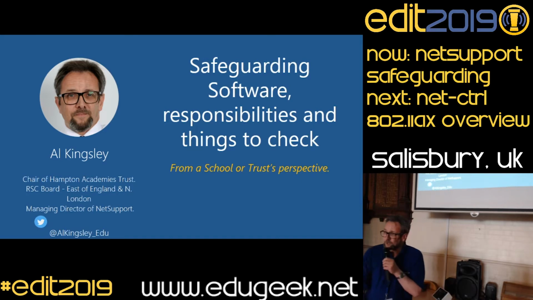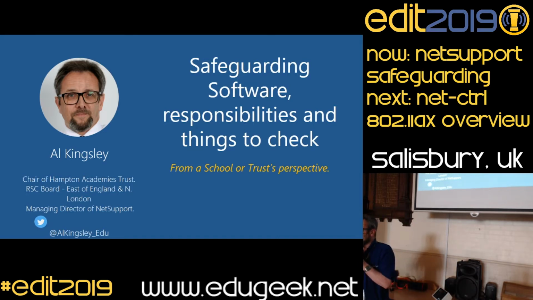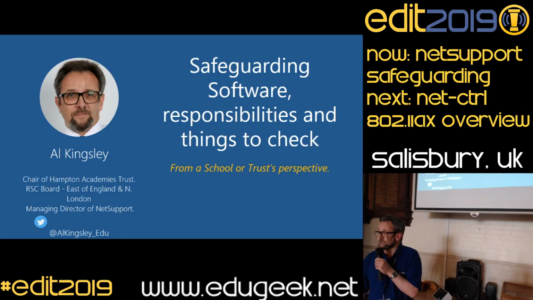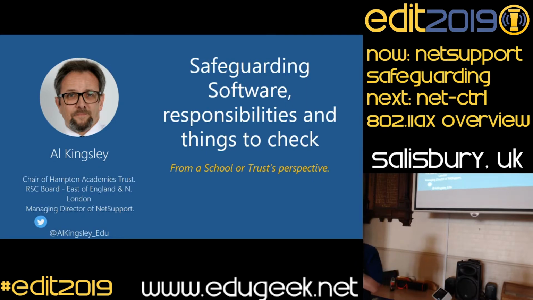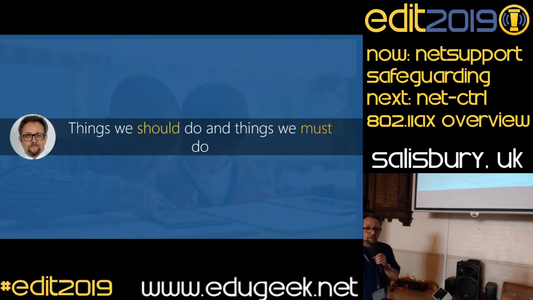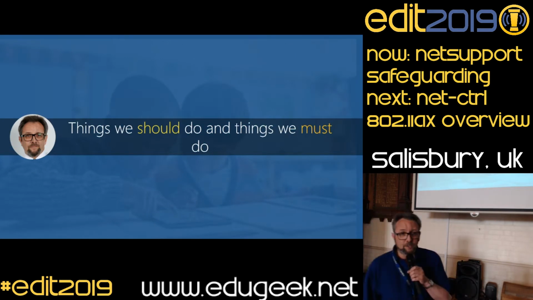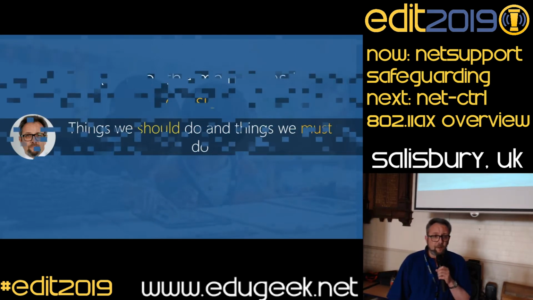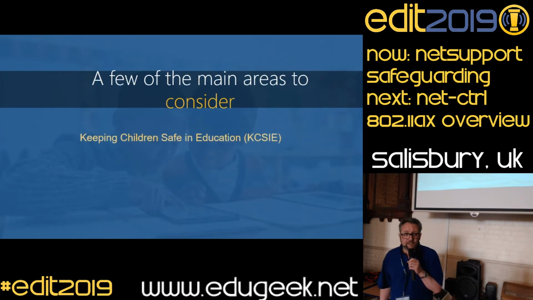The suggestion to Chris was to flip it around and do it from a trust perspective, so more about where the school looks and some of the things we need to be aware of. I'm hoping lots of these things will be familiar to you, but it's always handy to consolidate things into one place. So, safeguarding software, the things we should do, and hopefully making sure we look at the things that we must do. And I really wanted to break it down into some key areas.